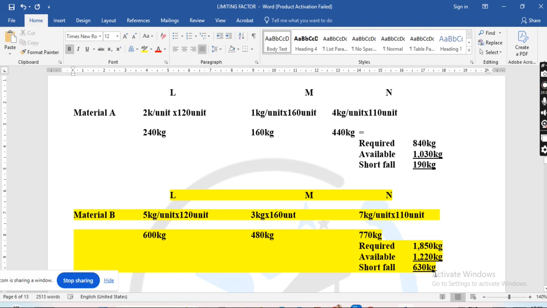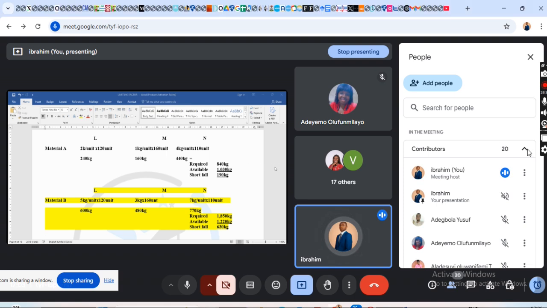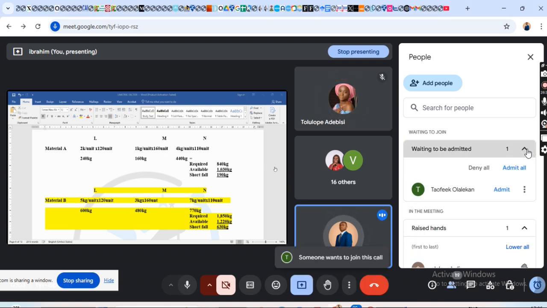Now, we move. What is the next step? Contribution per unit, right? Contribution per unit is given to us in this question. That means we don't need to stress ourselves.